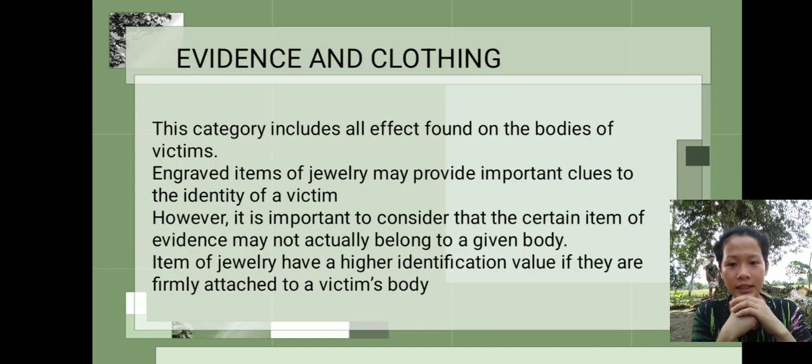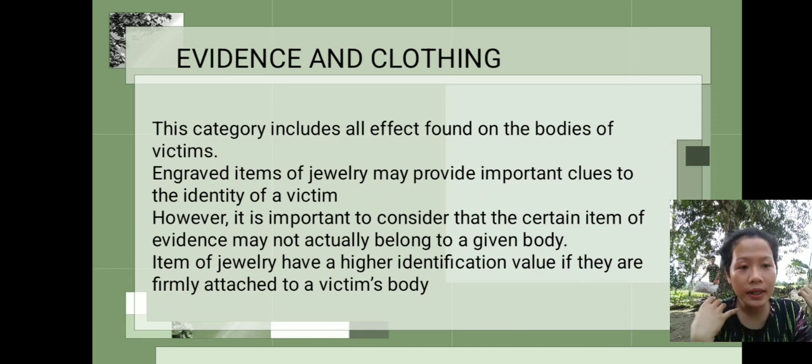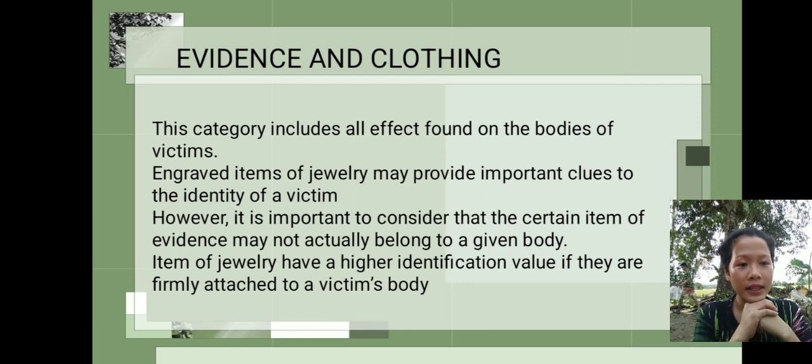Evidence and clothing. Evidence that you find on clothing. This category includes all effects found on the body of the victim. Engraved items of jewelry may provide important clues to the identity of the human.